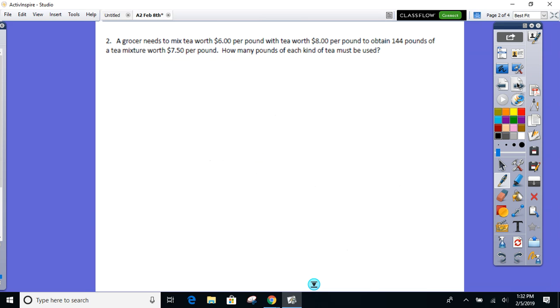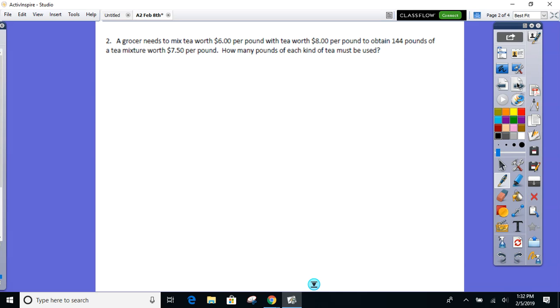All right, one more mixture problem. Now instead of percents, I'm going to go pounds, or money per pound. So you guys can go and read through that. I've got a tea that's $6 a pound, another tea that's $8 a pound, and you need to mix those together so I get $7.50 a pound and 144 total.